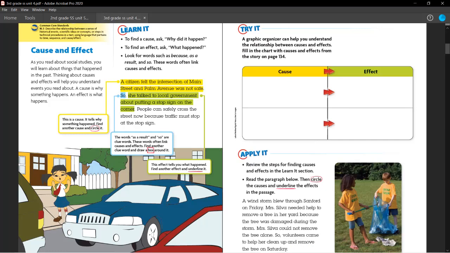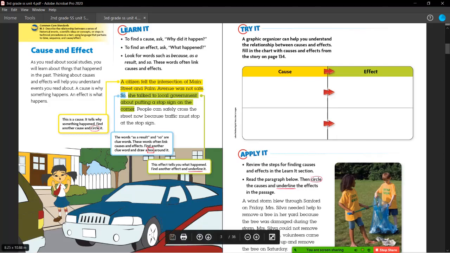A citizen felt the intersection of Main Street and Palm Avenue was not safe. So there was a citizen that felt that this area was not a safe area. So she talked to local government about putting a stop sign on the corner. People can safely cross the street now because traffic must stop at the stop sign. So the first cause we have here tells us that something happened.